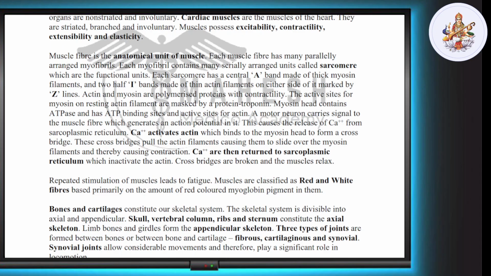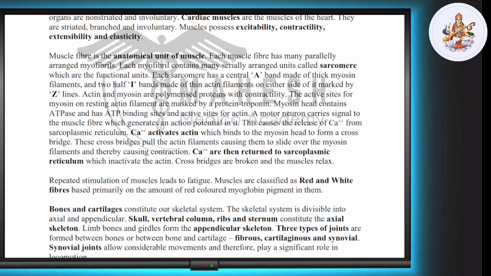Joints. Three types of joints facilitate different levels of movement. Fibrous joints, immovable, like the sutures in your skull. Cartilaginous joints, slightly movable, like intervertebral discs. Synovial joints, freely movable and critical for locomotion. Think of your knees, elbows, and shoulders.